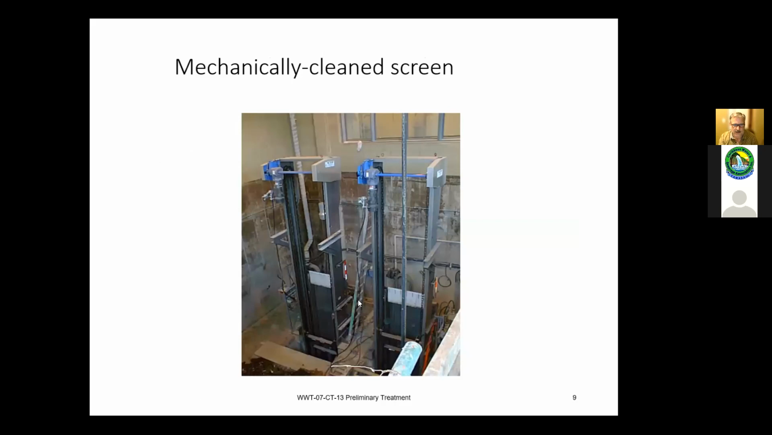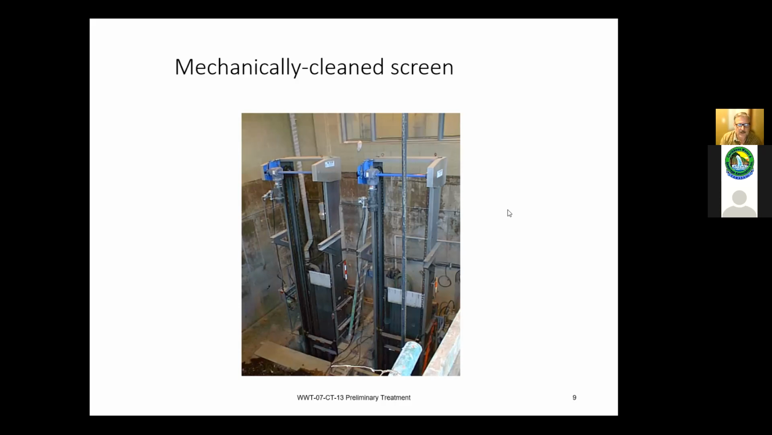So this is a good picture of a couple of mechanical screens. Usually in these influent screenings, hopefully in most of them, you have at least two or more screens. If one's taken out of service for maintenance or one's being cleaned or there's something going on, at least you can still use the other one. So it's important to have some redundant equipment there.